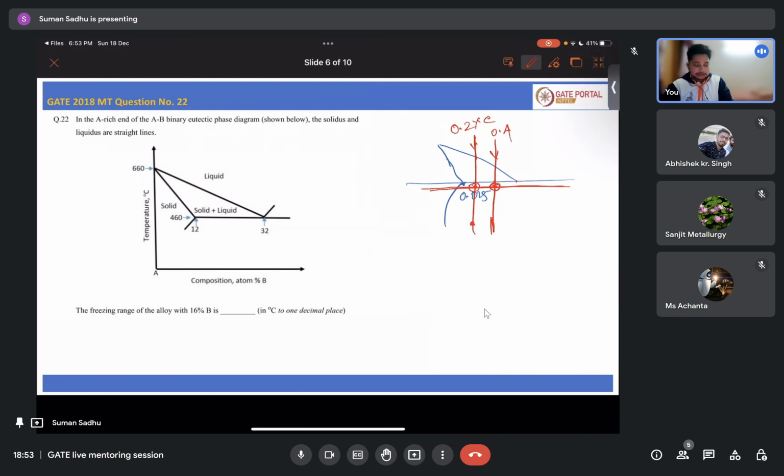In both cases, what will be the microstructure? Alpha plus pearlite. Am I right? In both cases, this will be your microstructure, right? For both the cases. Yes, sir. But what will be the differences here for point 2 and point 4?